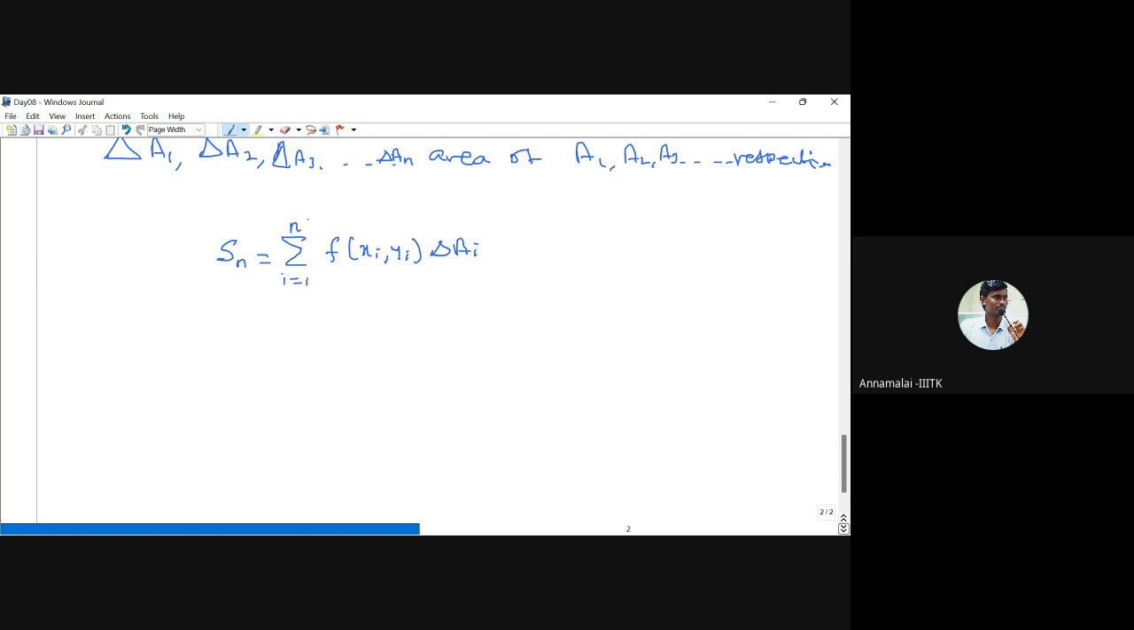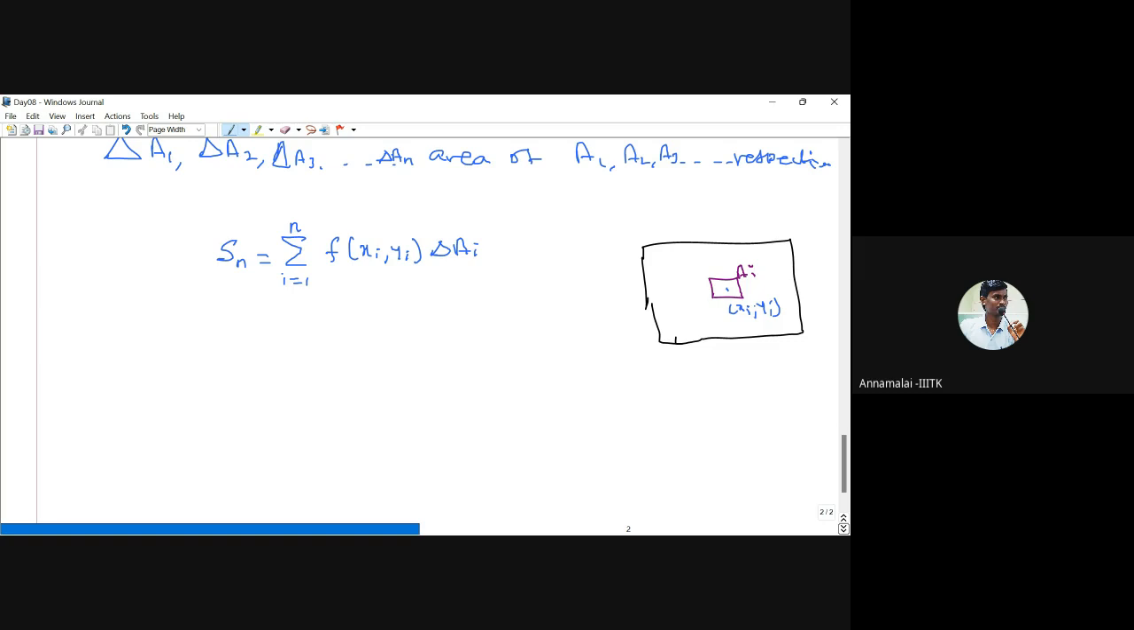Maybe one more time I will draw the graph. We have a rectangle R. We split it into small regions, and we found there are so many rectangles. Suppose I found one rectangle. We call this the Ai rectangle, and the area of this rectangle is delta Ai. Suppose I pick one point here. That point is called xi comma yi.